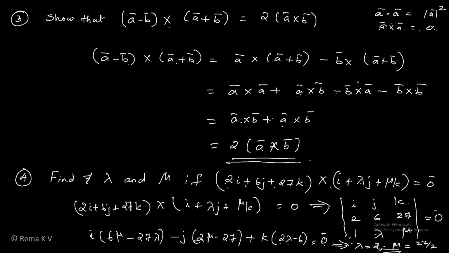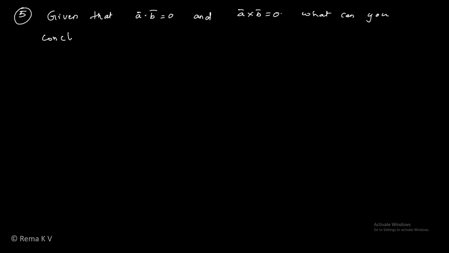Okay, let us move to the next one. It's number 5. Given that A dot B is equal to 0 and A cross B equal to 0, what can you conclude about the vectors A and B?